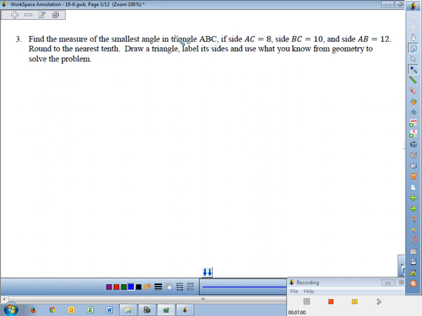Next guy: find the measure of the smallest angle in triangle ABC if the distance from A to C is 8, distance from B to C is 10, and distance from A to B is 12. Round to the nearest tenth. Draw a triangle, label its sides, and then let's see what we got. So we'll draw ourselves a triangle here. Just take a straight edge or your geometer.